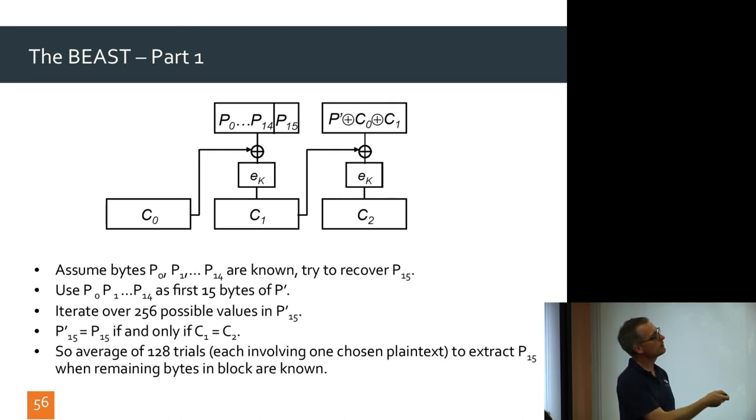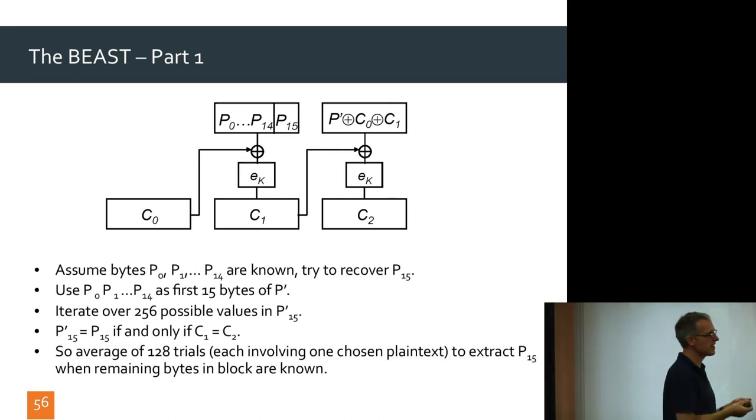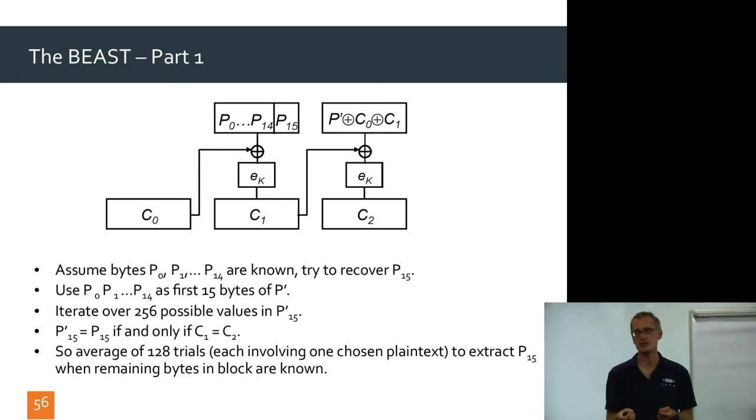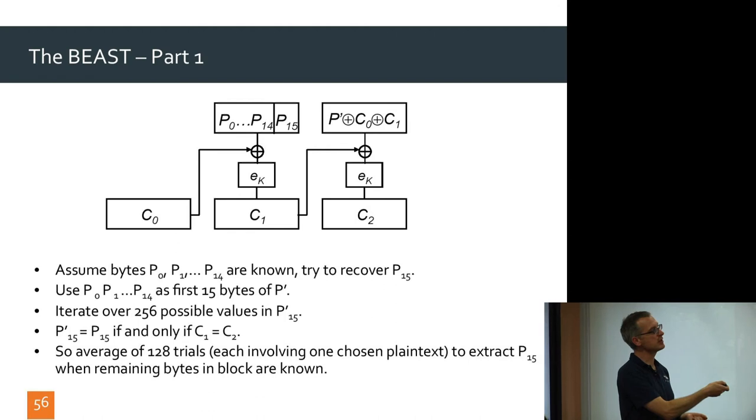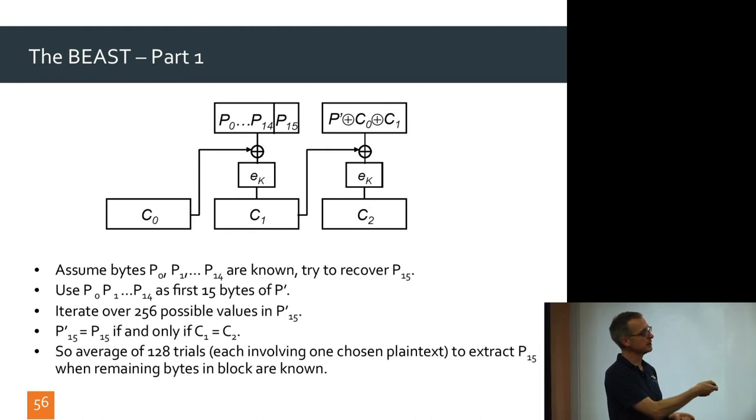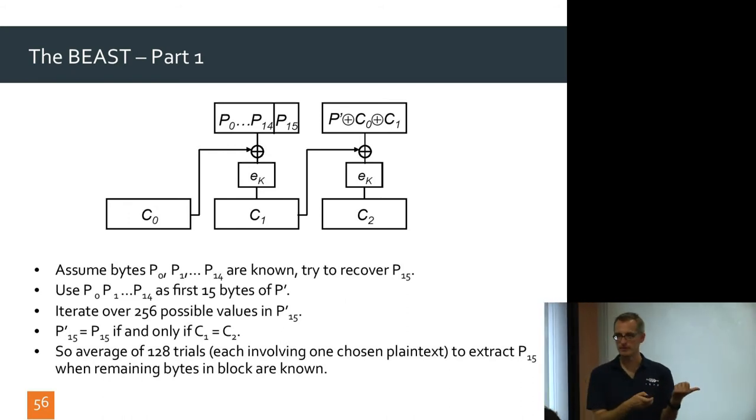Okay? So what we've done basically is turned a distinguishing attack into a low-entropy plaintext recovering attack. So the plaintext only has 8 bits of entropy. We only don't know the last byte here. And what we do is try all 256 possible values for P15 in here until we get C1 equals C2. Okay? So that's a very easy extension of what we did before.